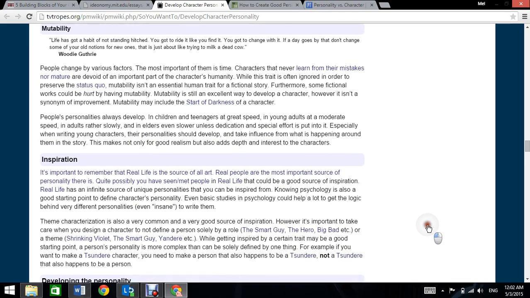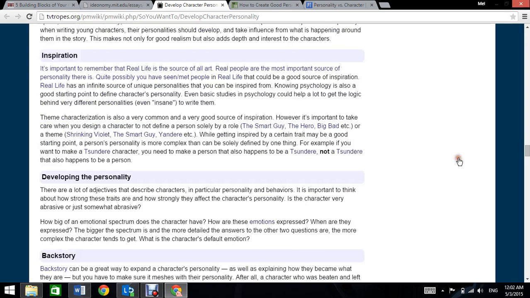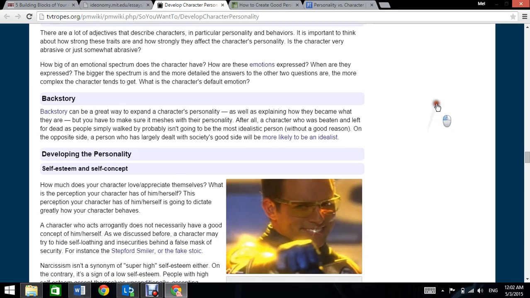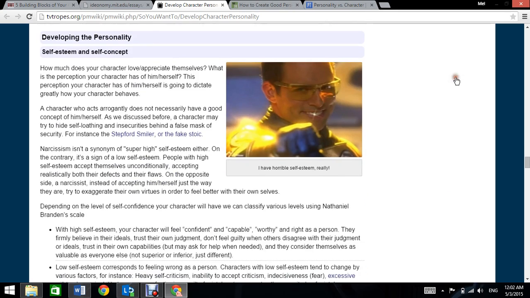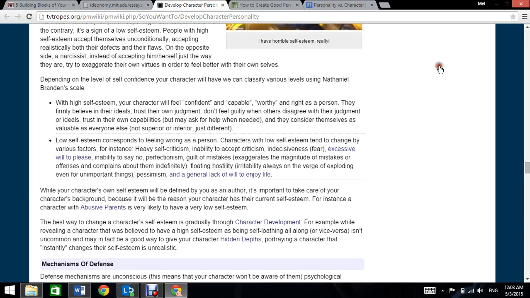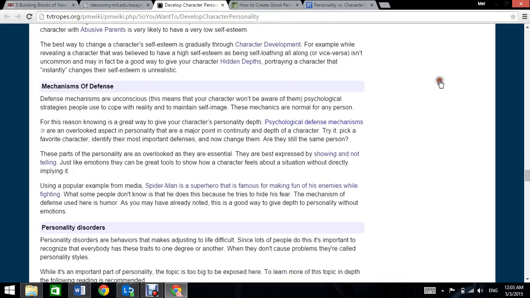Mutability. I don't really know what that means, but you guys can read that. Pause it. Inspiration. What inspires them to do the things they do? Backstory, developing personality. Self-esteem and self-concept. How do they feel about themselves? What do they think about themselves? That's very interesting. You guys should definitely look into that.